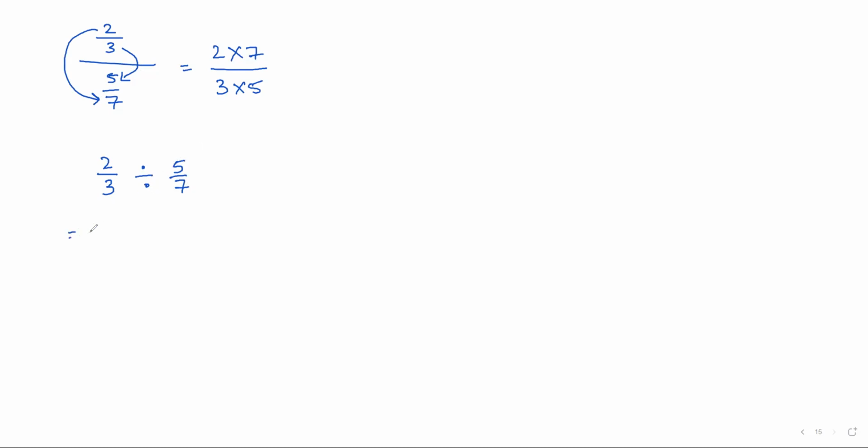So this you learned in the previous classes, that if we change this division sign into multiplication, the second fraction will become reciprocal. Understood? So this is the same thing, isn't it? It's just the way of looking at it. So you can write like this and then change division into multiplication, or you can write like this, 2 by 3 upon 5 by 7, and then also you can write. So the same thing you will do.